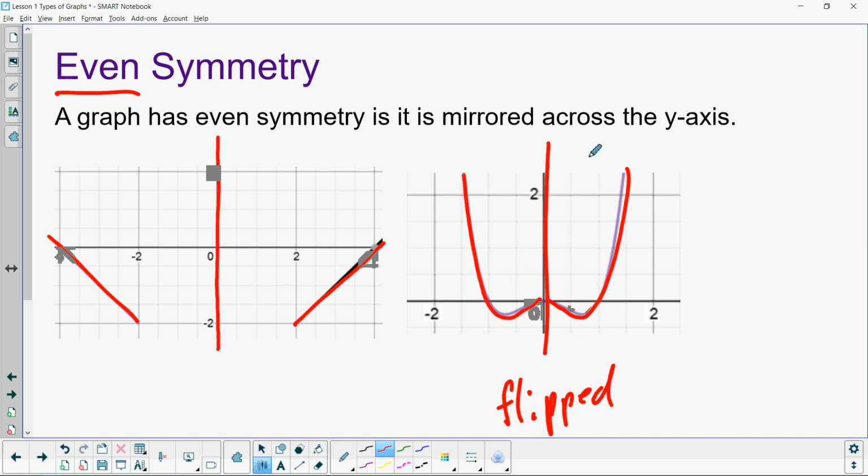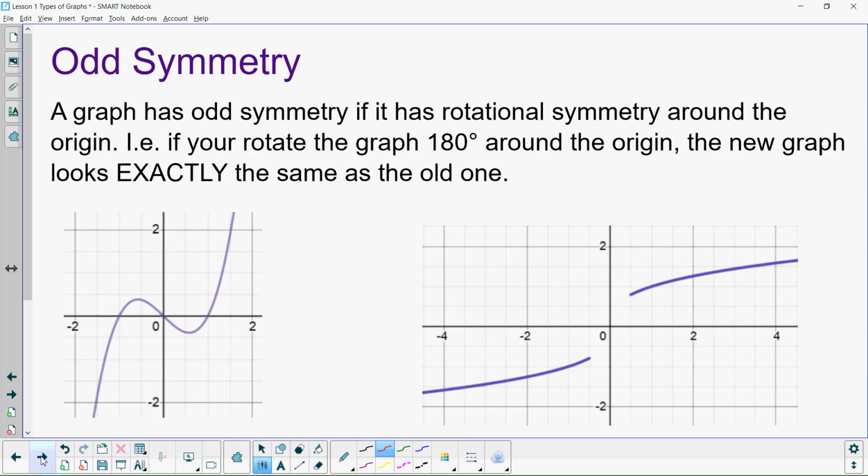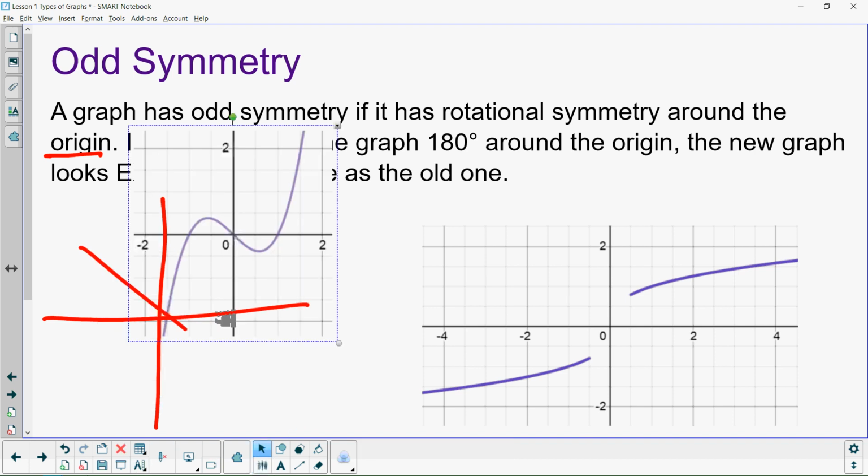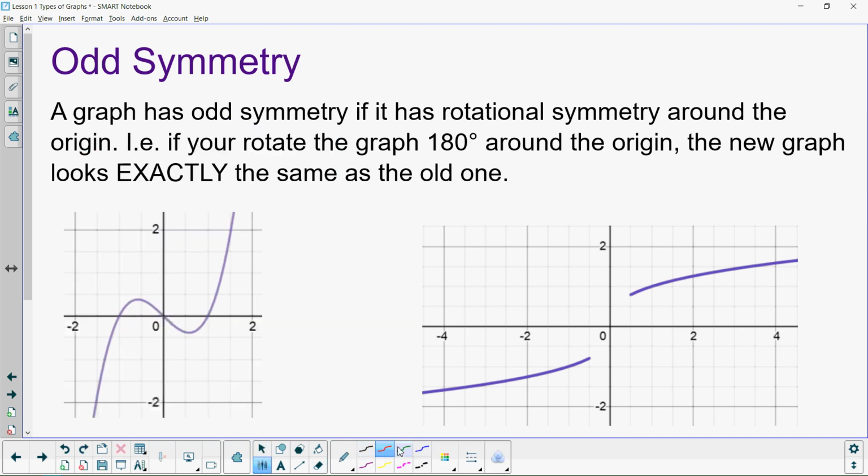The other type of symmetry that you need to know is odd symmetry. And a graph has odd symmetry if it has a rotational symmetry around the origin. And I'll explain that in a second. If you rotate the graph 180 degrees around the origin, the new graph should look exactly the same as the old one. So now, instead of folding it across something, we're not doing that. What we're doing instead is we are putting a point at the origin right there. Let's stick these things together.